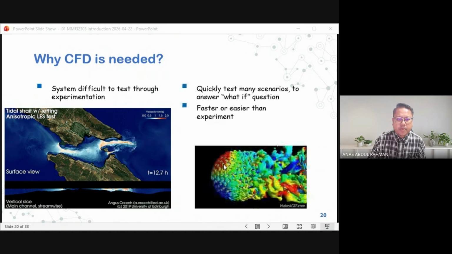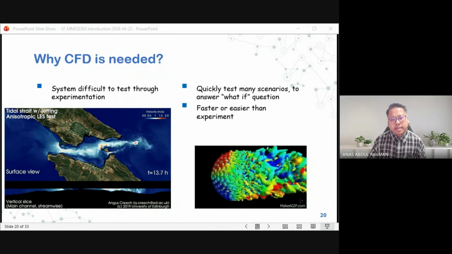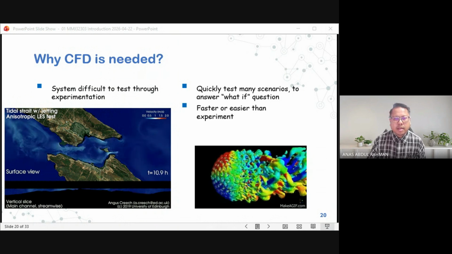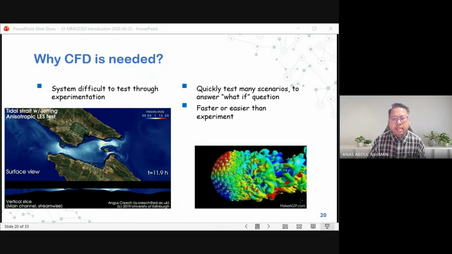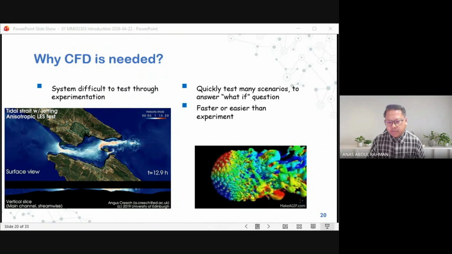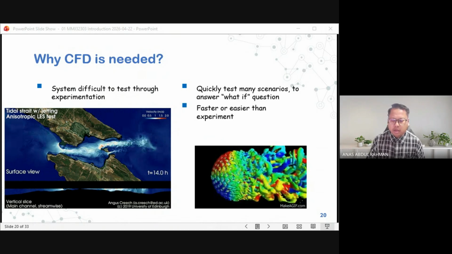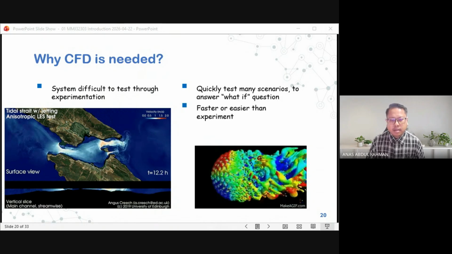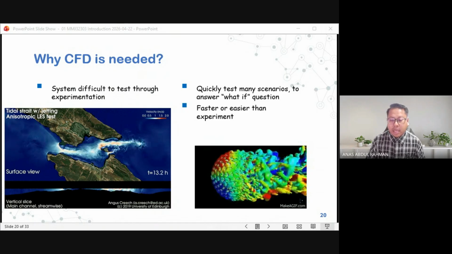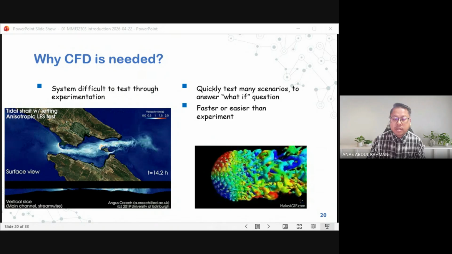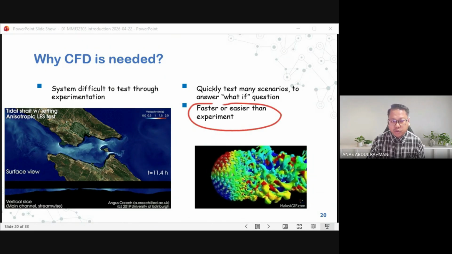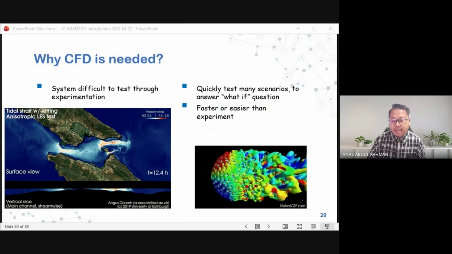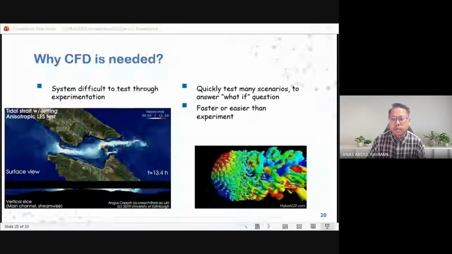And the other reason why we need CFD is to quickly test the answer to what if. What if we increase the number of dimples on the golf ball? What if we reduce the size of the dimples? What impact does it have? Because the output from CFD is usually faster, easier, and actually cheaper than the experimental setting.